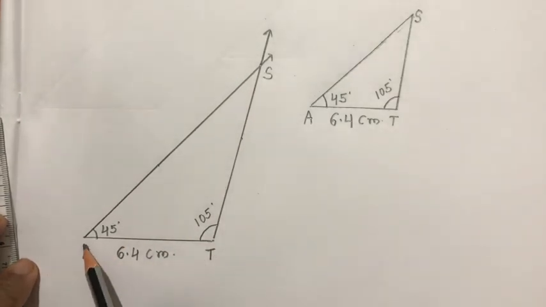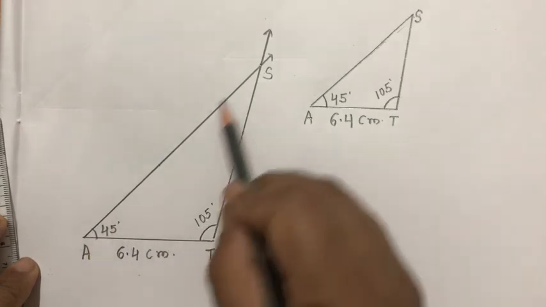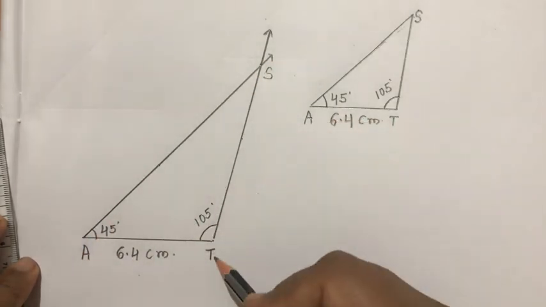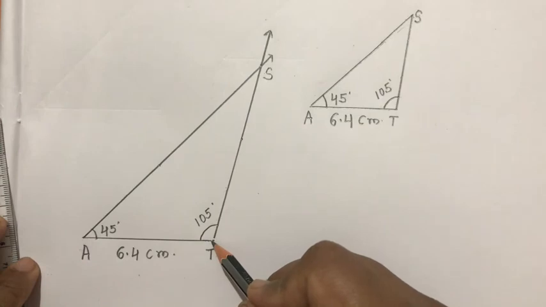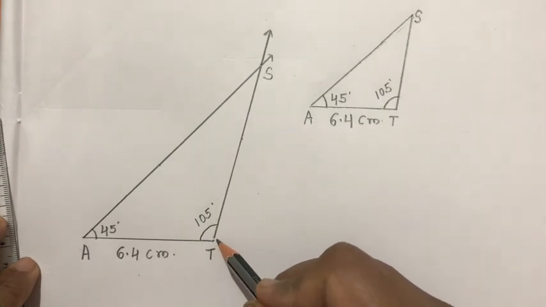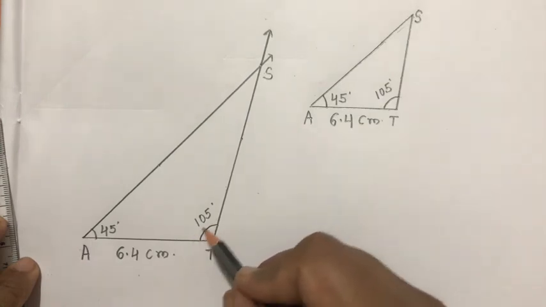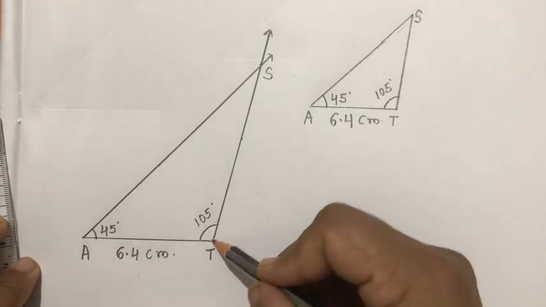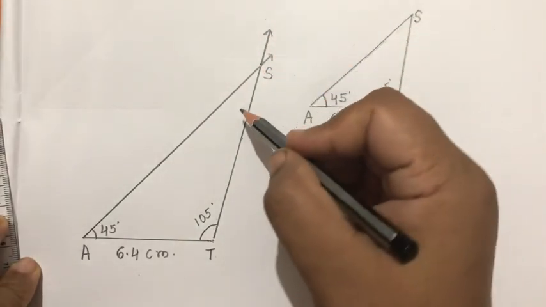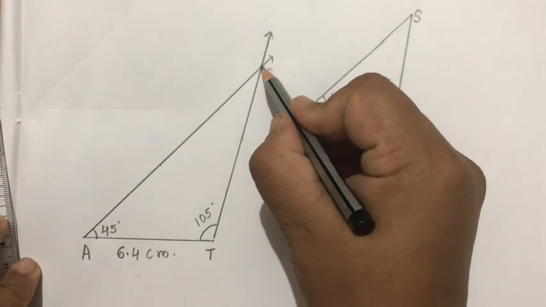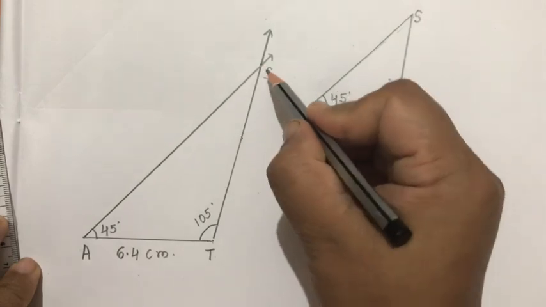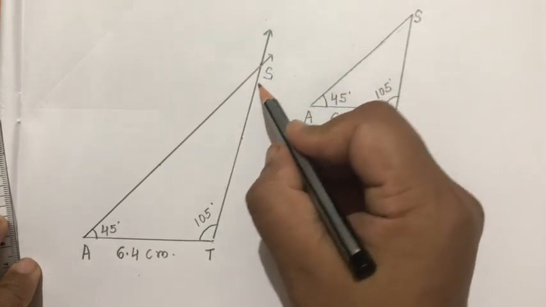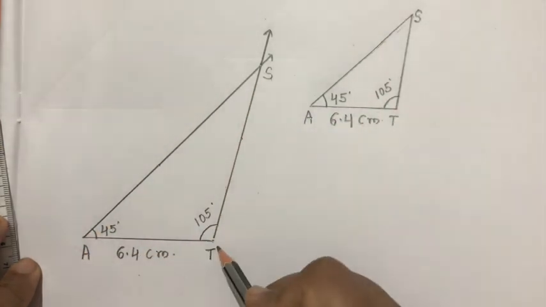First of all, you have to draw AT of 6.4 centimeter. Measure angle of 45 degree, draw a ray. Then keep the protractor at point T, draw 105 degree angle, draw another ray. Where both the rays are intersecting, that point is point S. This is your required triangle SAT.